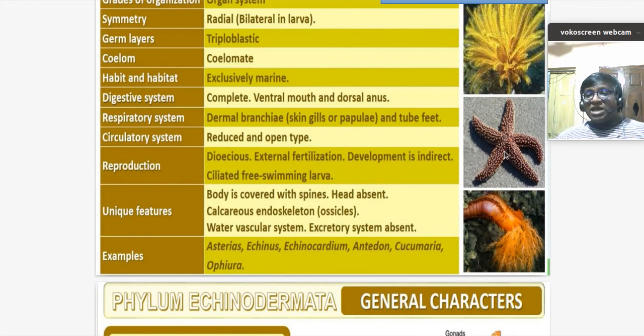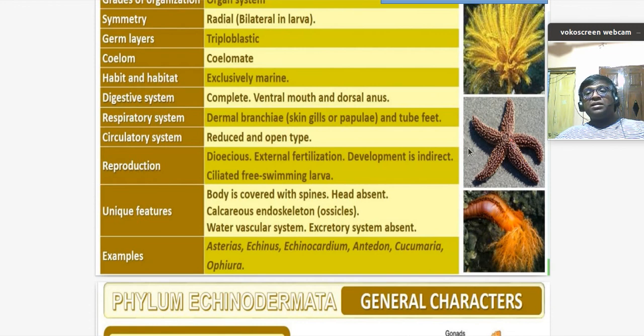Even the starfish shows total regeneration. If they are fragmented into small bits, each and every bit develops into a complete organism. So that total regeneration is noticed in starfish. The circulatory system is reduced and open type, that is, the heart pumps the blood directly into the body spaces. Reproduction is dioecious, male and female are separate. External fertilization, that is, fertilization takes place in water, not within the female genital tract.